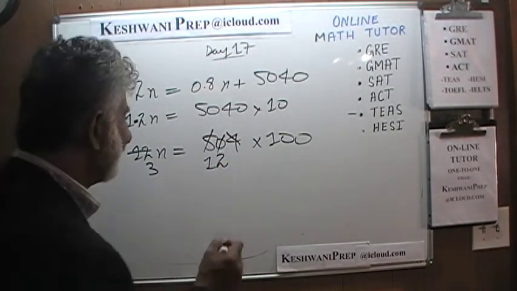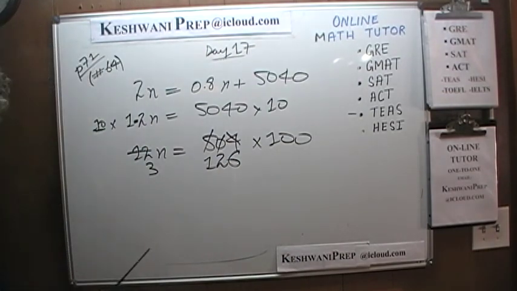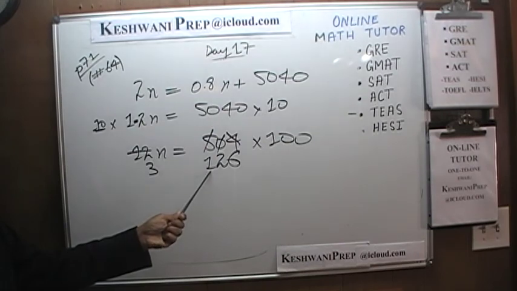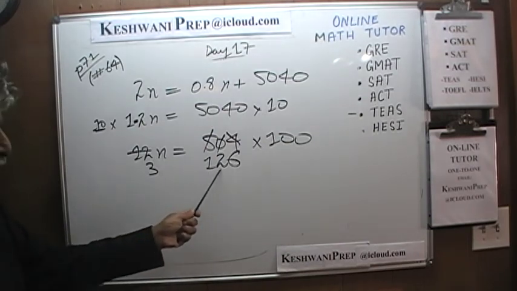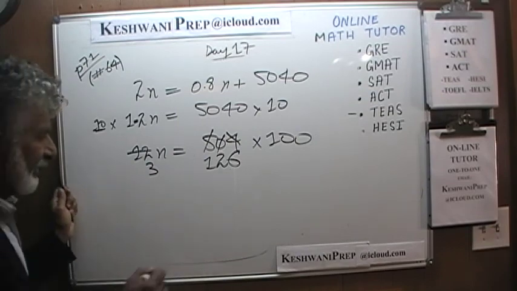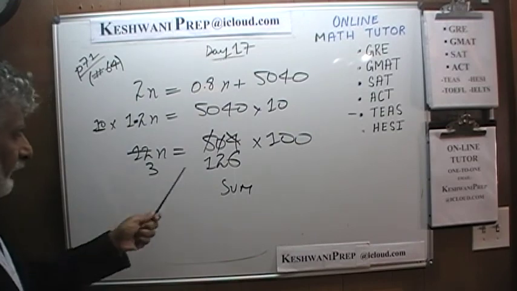And 24 has 6 4s. 6 4s are 24. Let's divide both sides by 3. How do we know this is divisible by 3? If the sum of the digits is divisible by 3, the number is divisible by 3. 1 plus 2 plus 6 is 9. Since the sum, S-U-M, of the digits is divisible by 3, this number is divisible by 3.